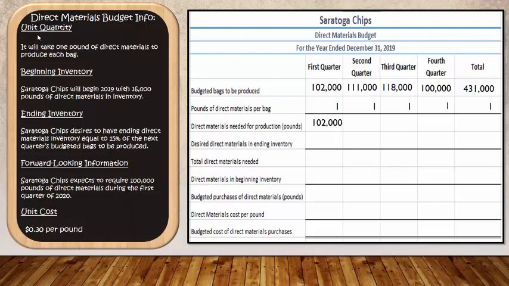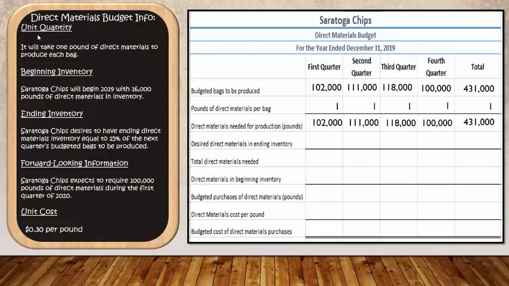Apply the same concept to each successive quarter. During the second quarter, we have 111,000 bags that need to be produced, and we multiply that by our 1 pound per bag. So we come up with 111,000 pounds of potatoes. We're going to need 118,000 pounds of potatoes in the third quarter and 100,000 pounds of potatoes in the fourth quarter, meaning that in total we're going to need 431,000 pounds of potatoes, which makes sense. We need to make 431,000 bags, and each bag takes 1 pound, so the amount of pounds we need should be equal to the number of bags that we're going to produce.